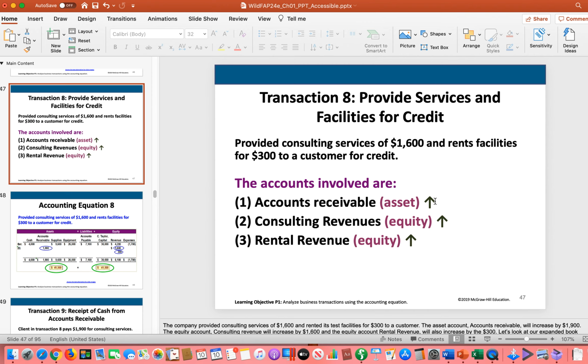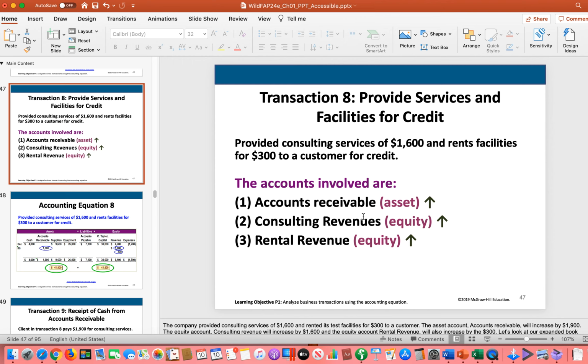When you lend somebody money or perform a service on credit, they owe you. You have a right to receive that money. That right is an asset. That claim is an asset, something you own, and therefore is considered an asset.